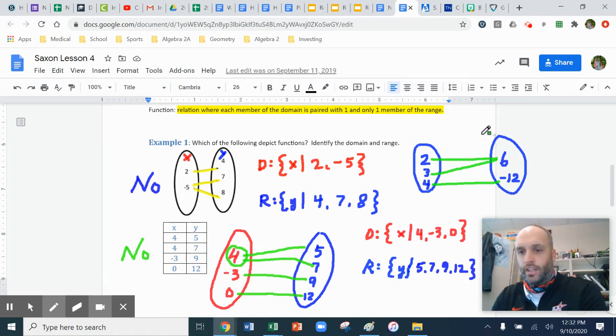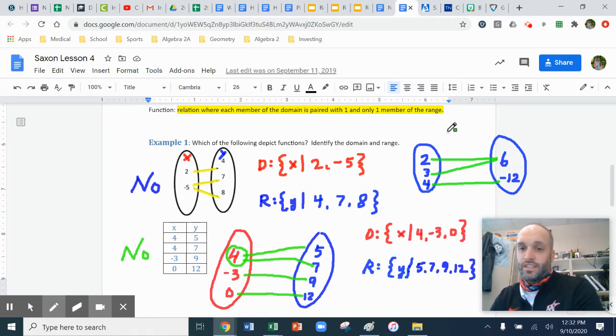Lastly, up here, if you look at this mapping, the 2 is paired with the 6, the 3 is paired with the 6. Now, this looks very similar to how these last problems looked, except now my domain only is paired with one range here, domain is paired with one range here. So it is okay if each domain is paired with the same range, but not vice versa. And then 4 is paired with the negative 12.